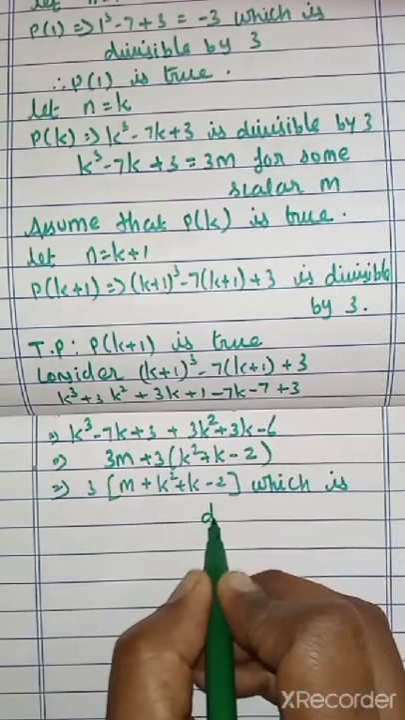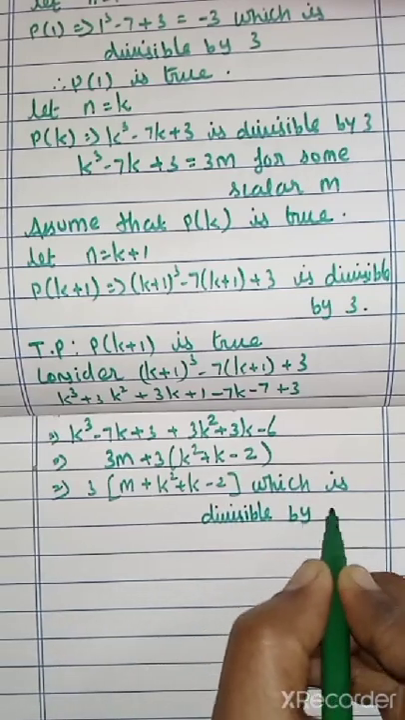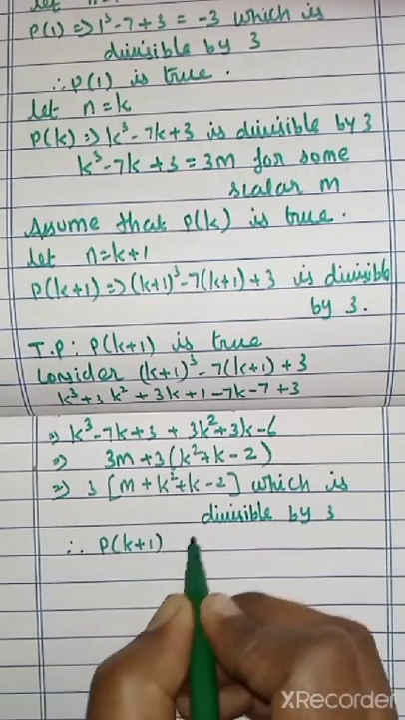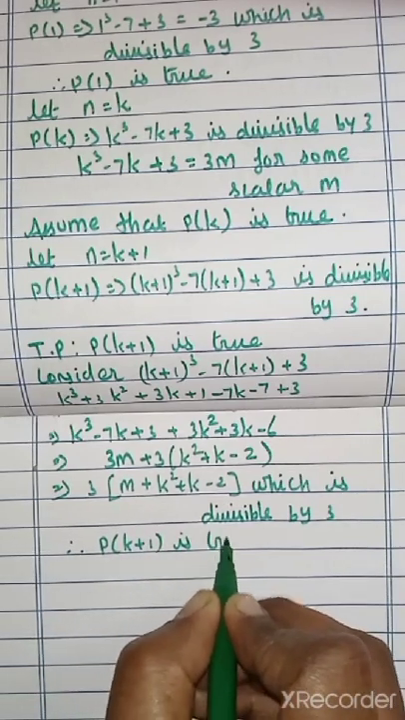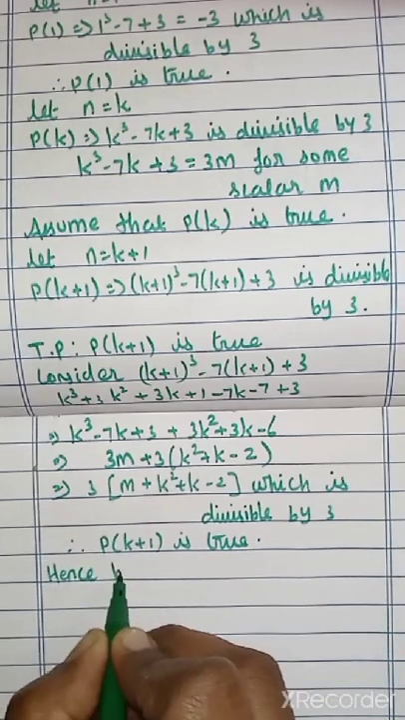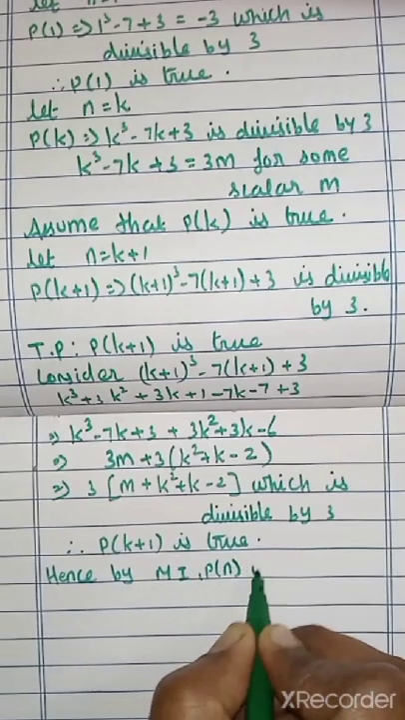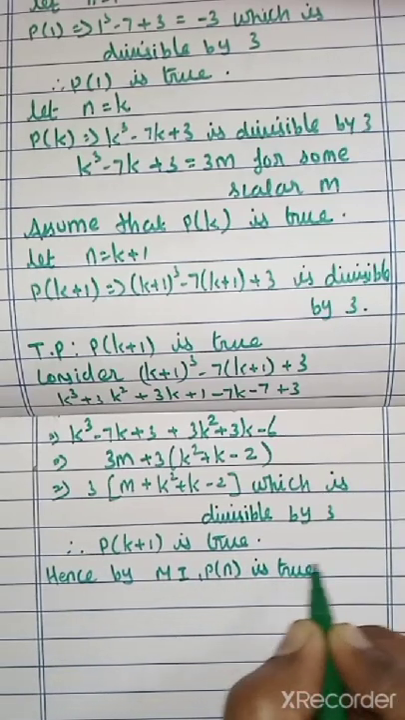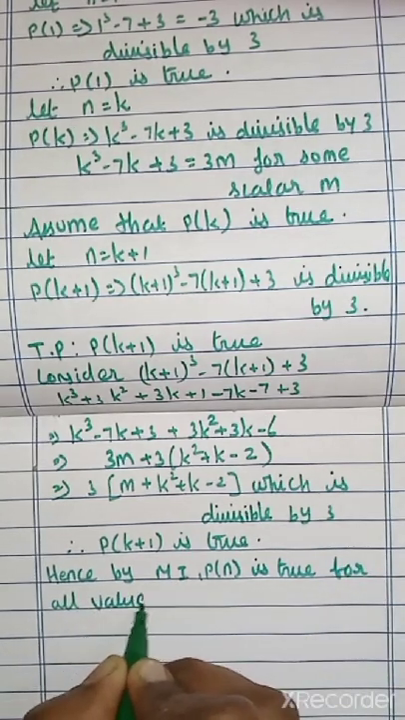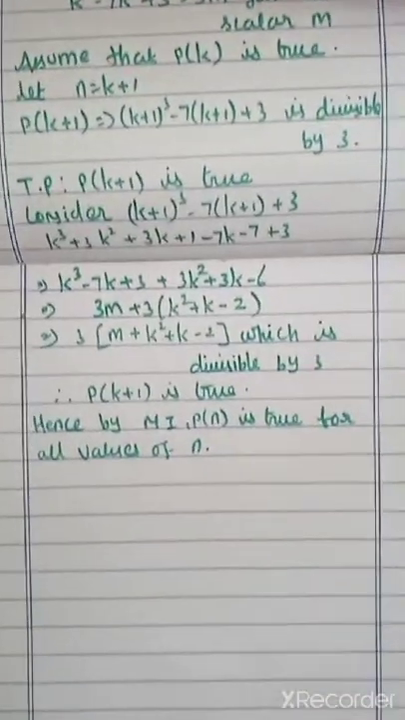Which is divisible by 3. Therefore, P of k plus 1 is true. That's all. Hence, by mathematical induction, P of n is true for all values of n. Is that clear?